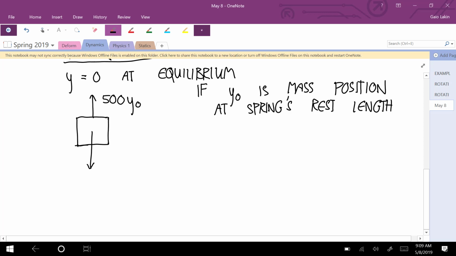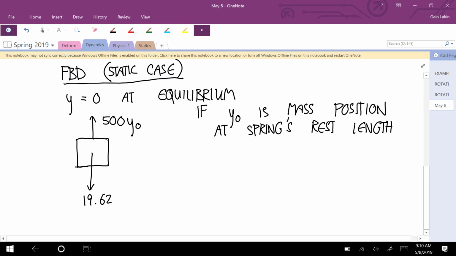And then the weight force is 2 times 9.81, 19.62. Okay, so we're doing this step first just to come up with a relationship between the spring force at y sub 0 and the weight. First we're doing it in the static case, and then we're going to do the motion after.